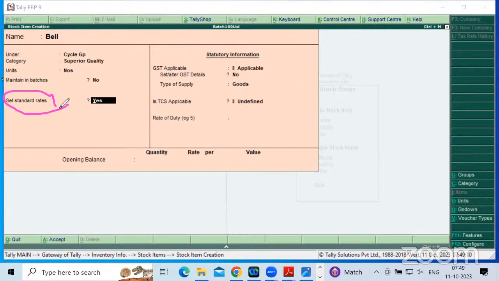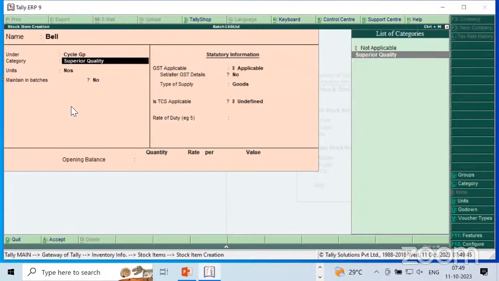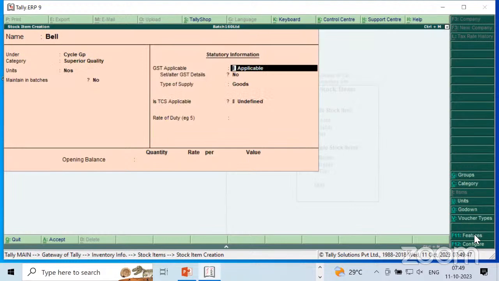Now, I don't want this. What to do? How to do? Simply go to F12 configuration and you go down. Here, it is mentioned as enable standard rates. I say no. Once I say no, that has been removed. Now you are not able to set the standard price.